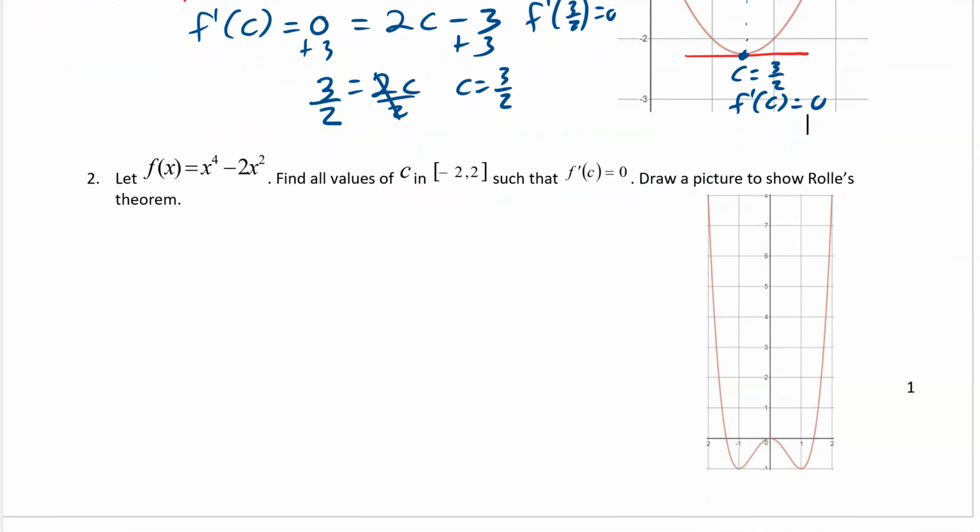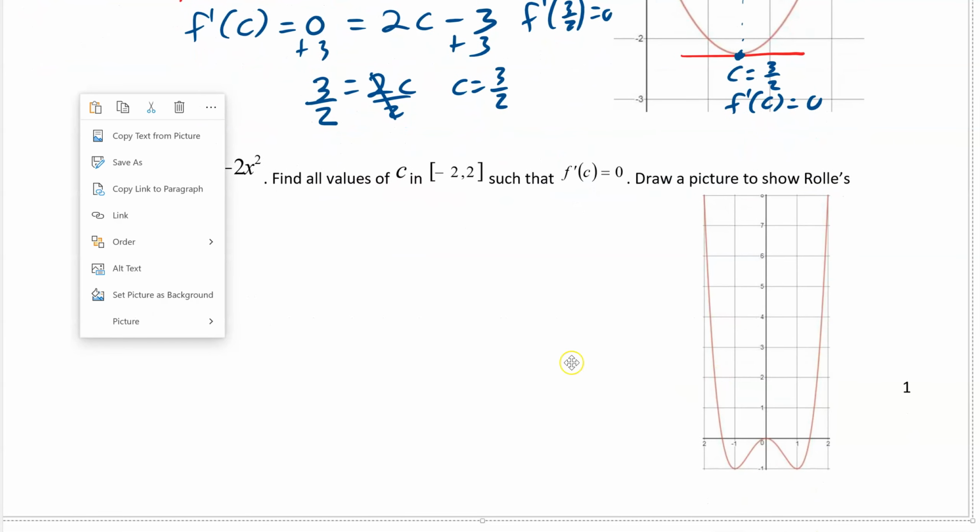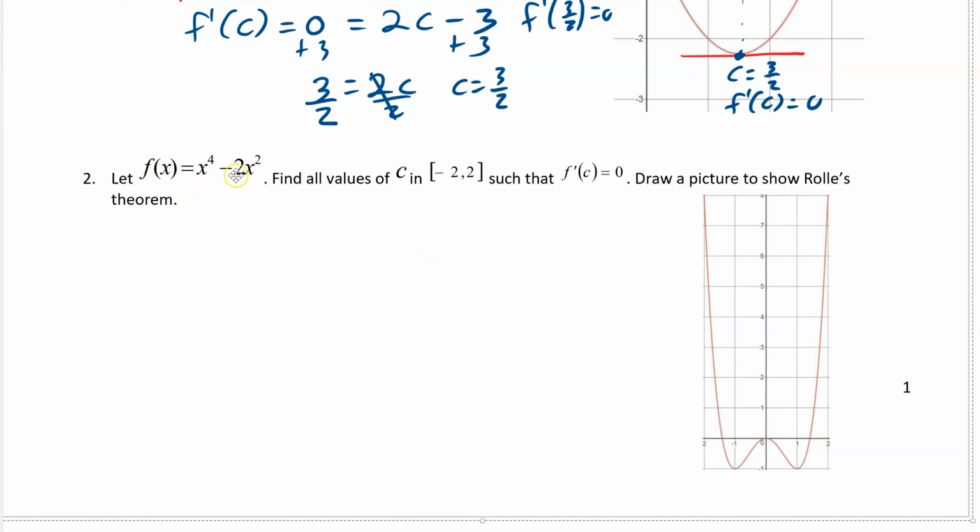All right, so let's do another one, very similar. So let f of x equal this. Find all values of c in -2 to 2 such that f prime of c is equal to 0, and draw a picture to show Rolle's theorem. So we have -2 and 2.